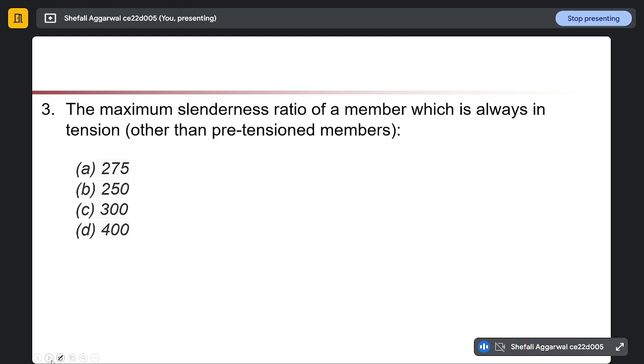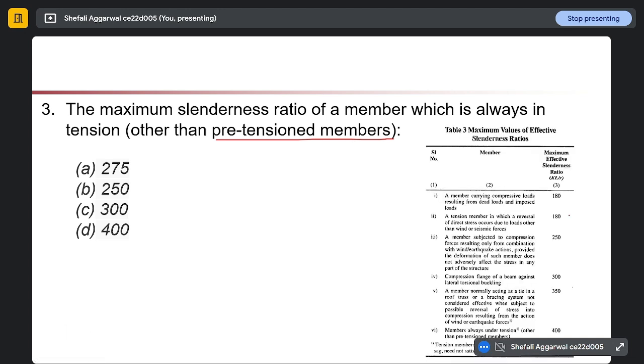Fine, then we'll go to the next question. The maximum slenderness ratio of a member which is always in tension other than pre-tension member is given by... this we have seen in that table to remember. So these are the maximum values of effective slenderness ratio. This is what we have asked: members which are always under tension other than pre-tension member. Maximum slenderness ratio is given by 400.